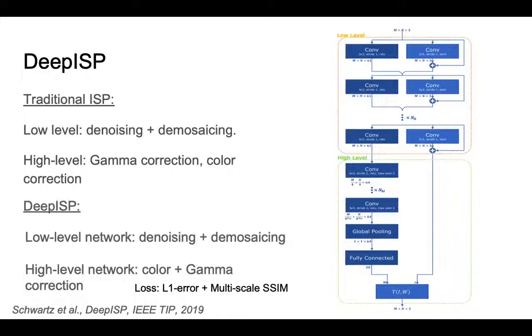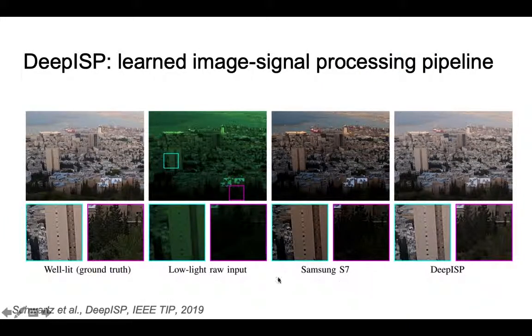So you can see the loss that he used is L1 error plus multi-scale SSIM. SSIM is another measure to calculate how good the image is, and multi-scale SSIM is just doing it at different levels and comparing the loss. It's fully differentiable. It can be implemented in TensorFlow and Torch. And then this is what he got.